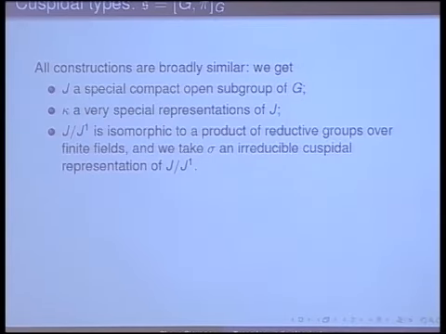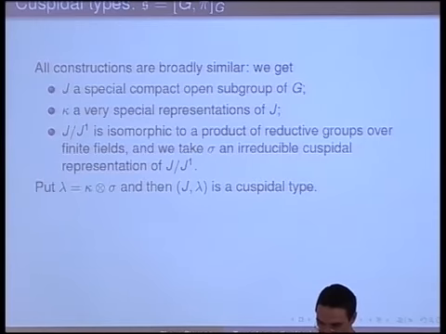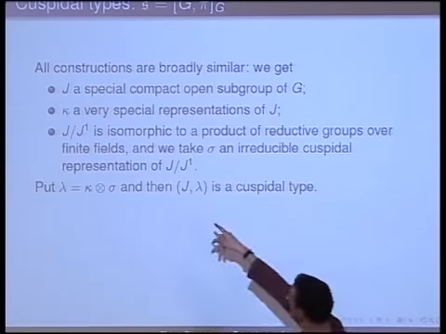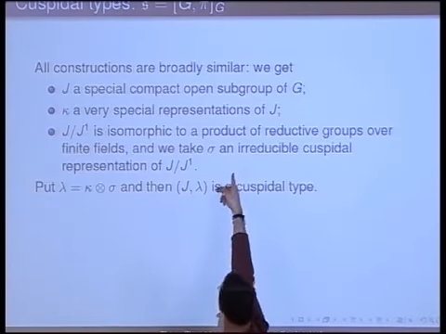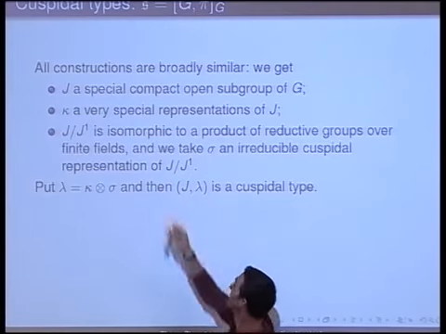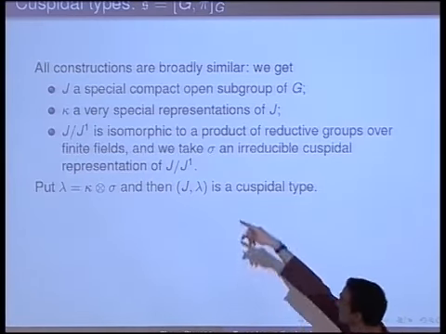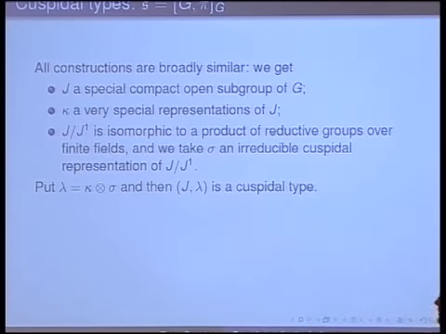And we take an irreducible cuspidal representation of this. So cuspidal in the same sense, but in the sense of representations of finite groups. And then we inflate it. So we think of this cuspidal representation of this quotient as a representation of J, and tensor these two representations together. And this is what gives us our cuspidal type.